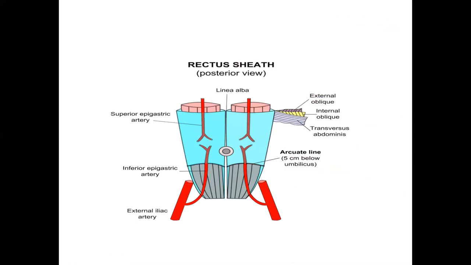This view is the posterior view of the rectus sheath, explaining the entry of the inferior epigastric vessel at what's called the arcuate line of Douglas. Above this line, all three muscles are anterior to the rectus muscle. And posteriorly, as you can see here, there is nothing except the transversalis fascia.